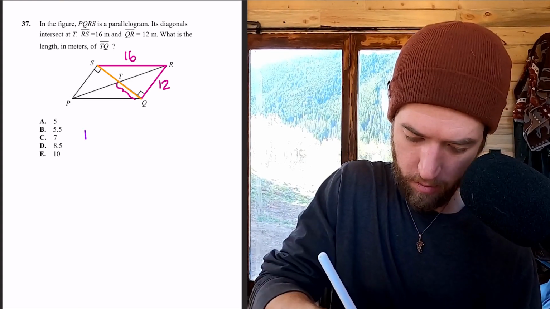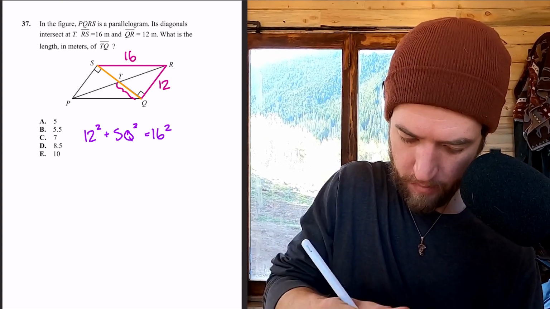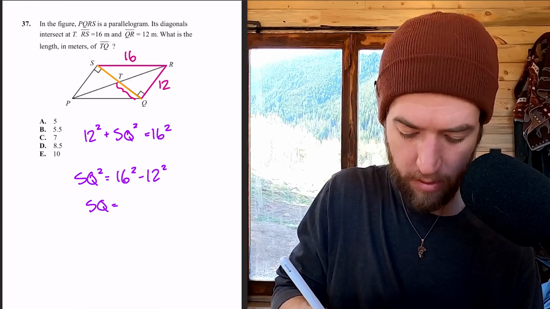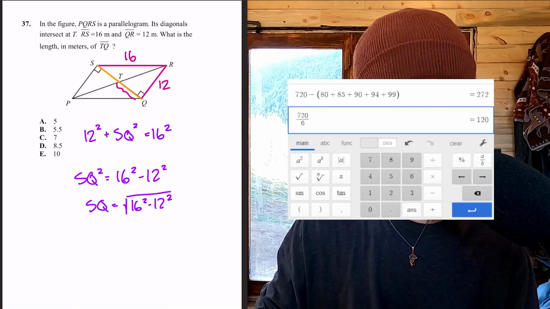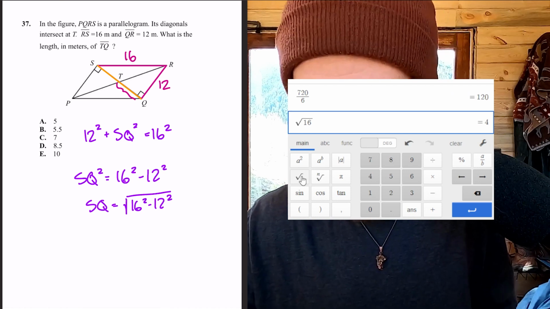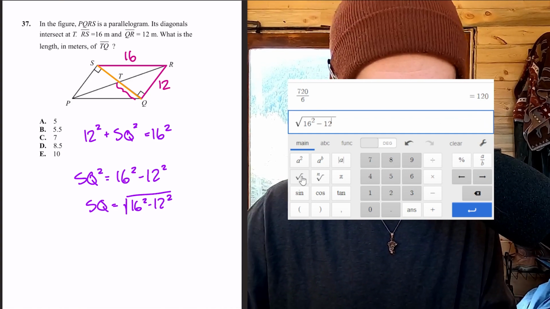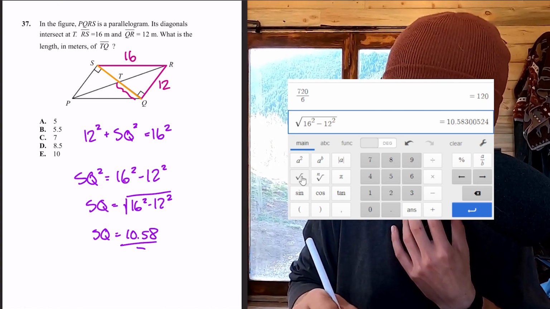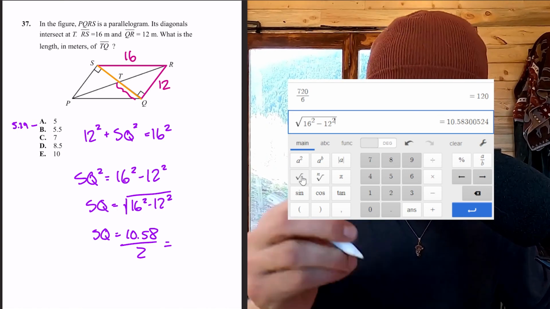I know that RQ, so 12 squared plus SQ squared should equal 16 squared. So therefore, SQ squared is 16 squared minus 12 squared. So SQ equals square root of 16 squared minus 12 squared, which is not a nice round number, so let's see here. Not going to be a round number. 10.58, so SQ is 10.58, but we need half of that. So 5.29, which is just directly in between, basically, those two answers.